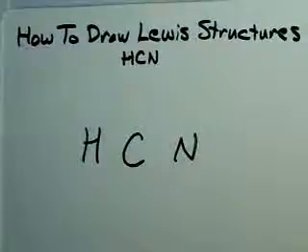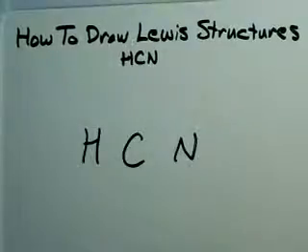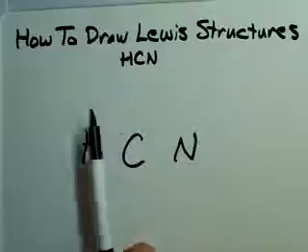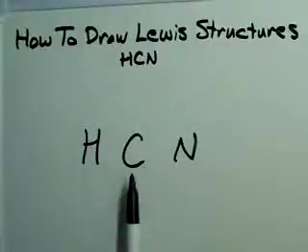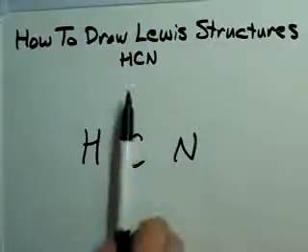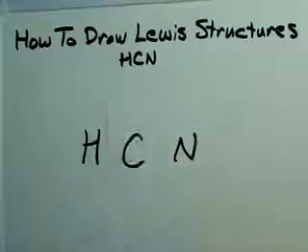Good afternoon. Today I would like to show you the basic rules for drawing Lewis structures by going through an example with you in HCN, or hydrogen cyanide. Step 1 is to draw the skeleton of the molecule, or how you think it may be bonded together. In this case it's pretty clear. We have a hydrogen, a carbon, and a nitrogen. It's written that way in the molecule for a reason.